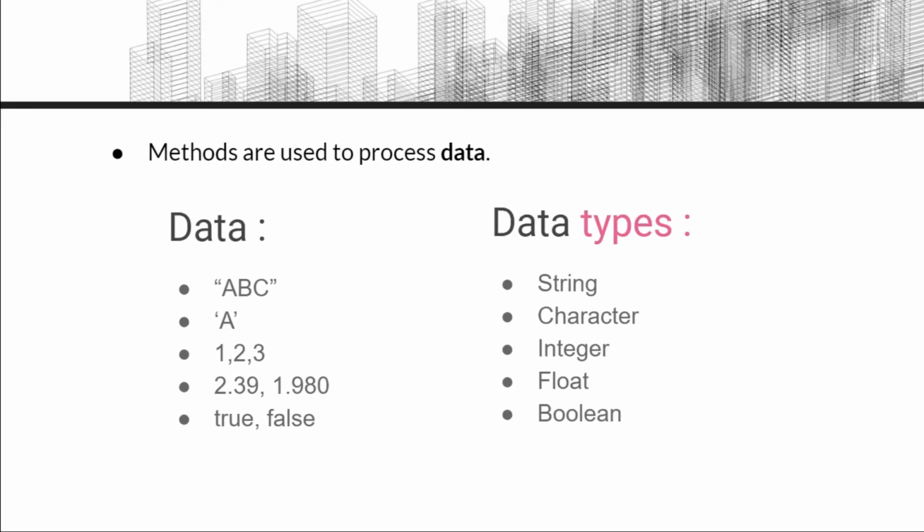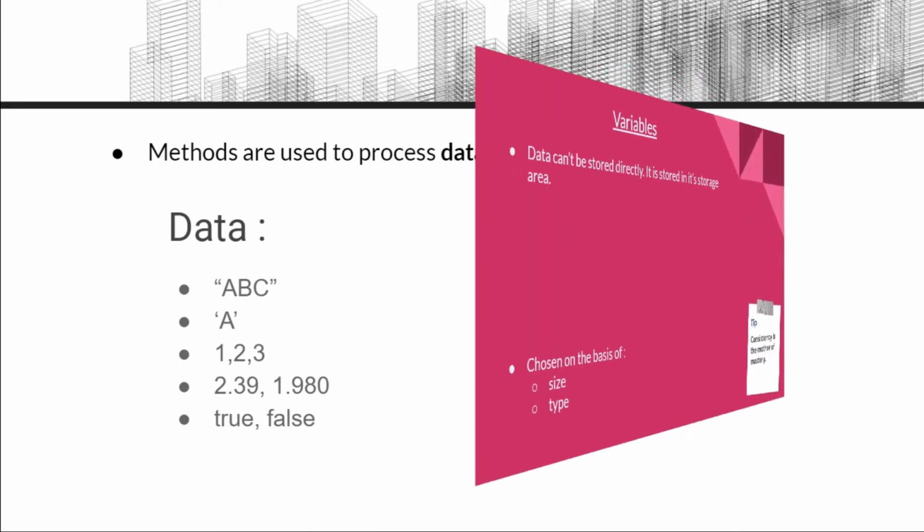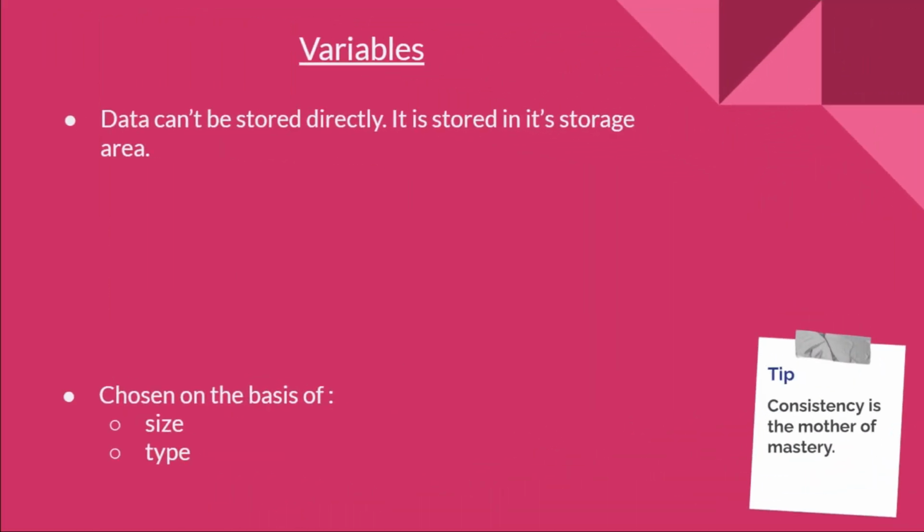In the last lecture, we studied about data and data types. The types we saw were primitive data types. The data we use is not stored in the memory directly. We need some storage area to store them. These storage areas are called variables.